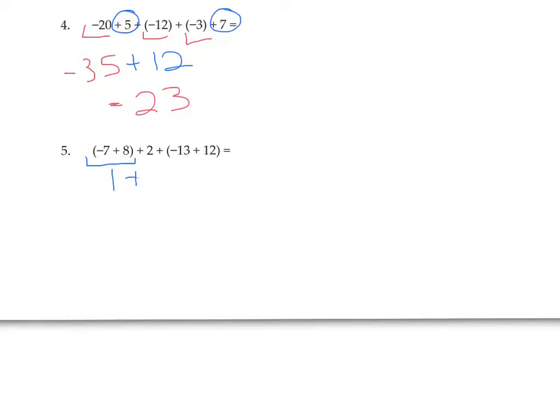Here we have a positive 2 coming down. Here we have negative 13 plus 12. Well, the negative 13 has more guys than the positive 12, and everybody will be canceled off except one negative guy.